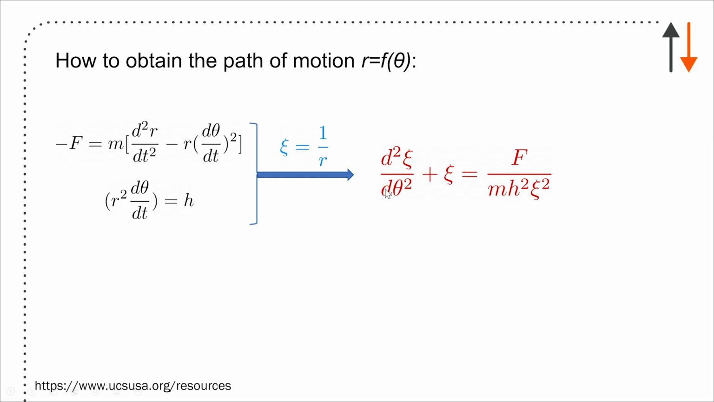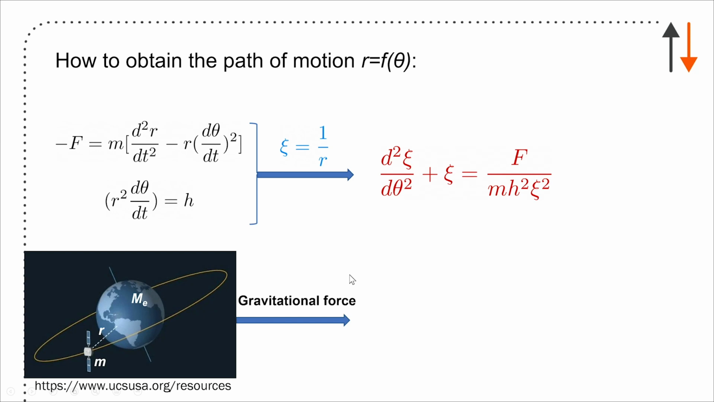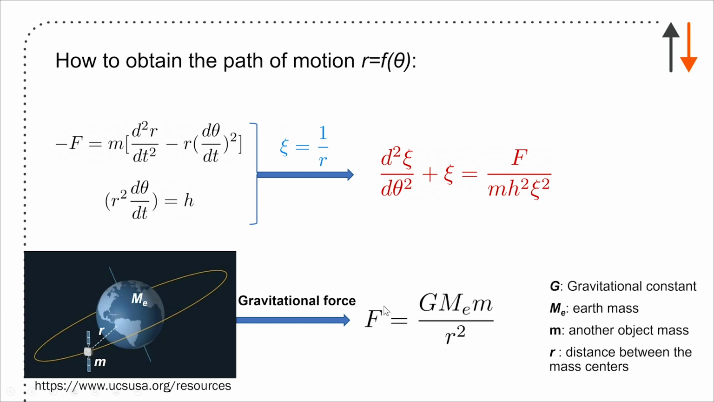But to solve this equation, we need to have F, the central force. For instance, for a gravitational force, or for a satellite going around the Earth, the gravitational force will be G m_e m over r squared. G is the gravitational constant, m_e is the mass of the Earth, and r is the distance between the center of the Earth and the center of the satellite, and of course m should be the mass of the satellite.